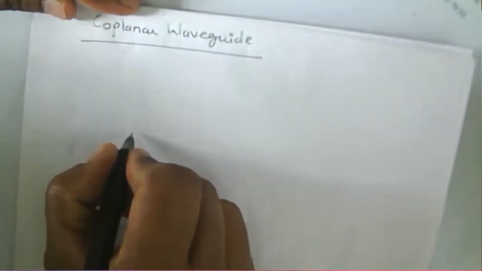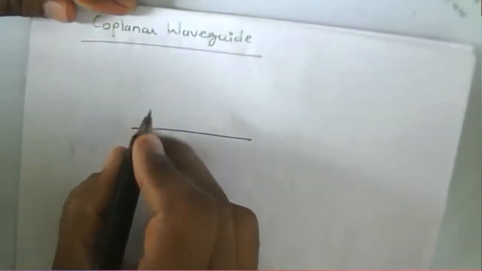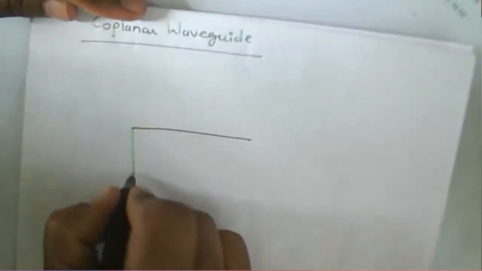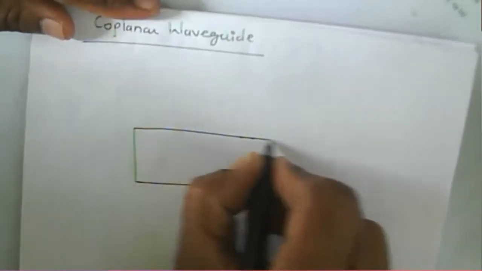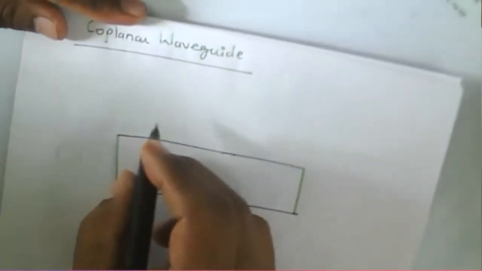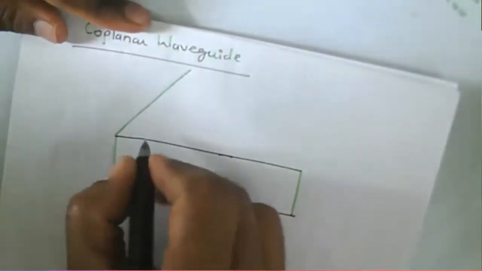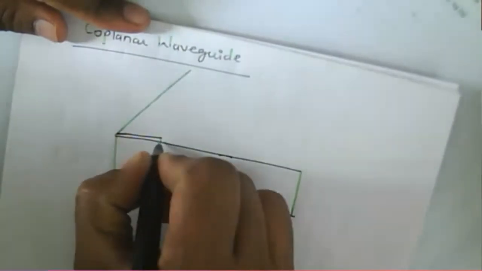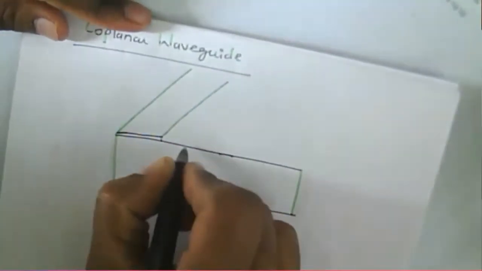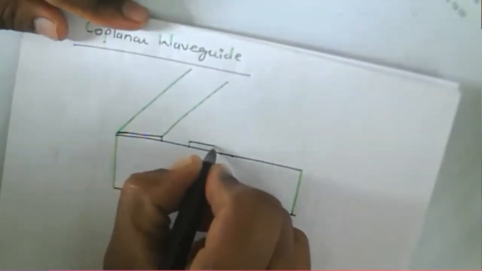But in the case of a coplanar waveguide, there are two strips, that is, two ground strips, and in between the two ground strips there will be one metallic strip. So if you see the diagram, we can consider that it's about a strip.